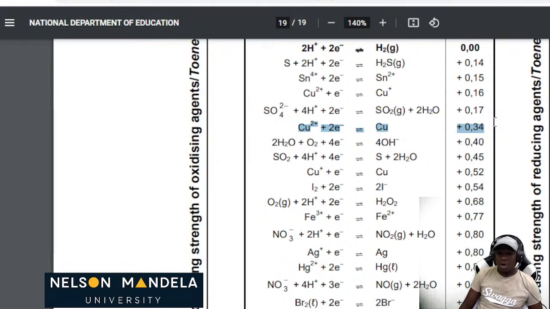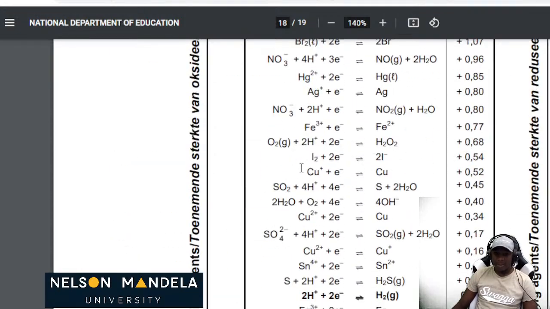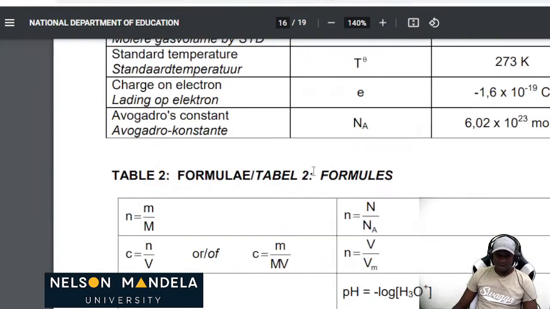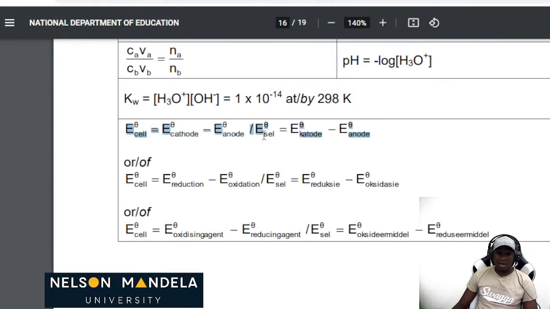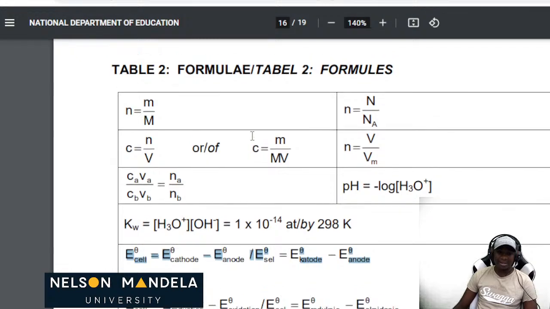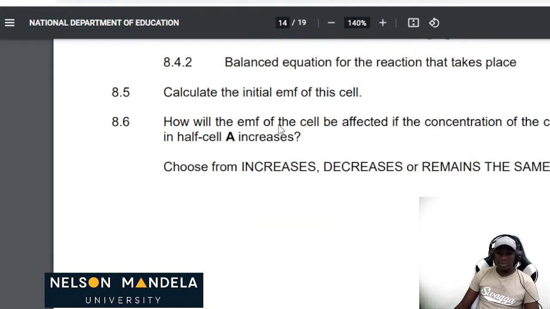Just like that. So what were we using? We were using our table 4 to be able to determine the E naught cell. We were just using our table 4. You can actually see this is the formula for calculating as well. E naught cell is equal to E naught cathode minus E naught anode. Then you get your answer.